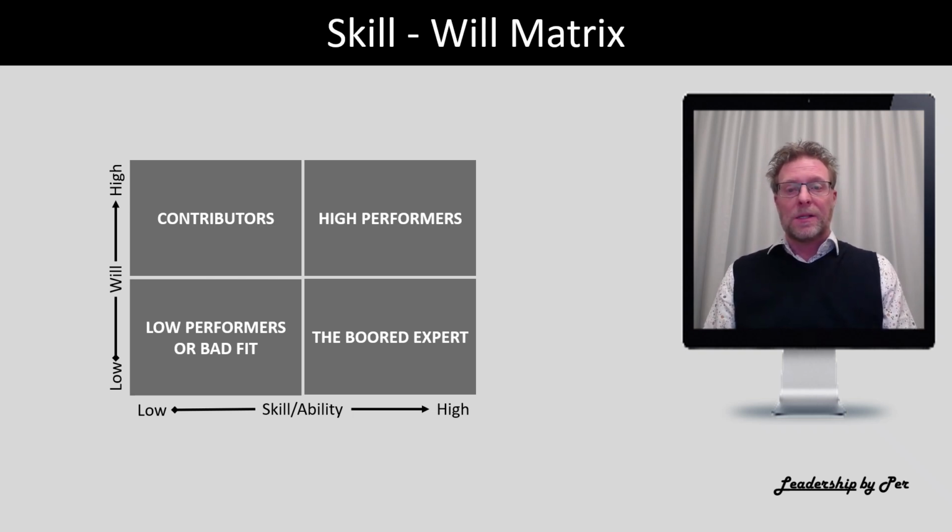Then the last quadrant is high skill but low will. These individuals have the capability but may lack motivation, engagement, or direction. Here I aim to understand the root cause. It may be lack of challenge, unclear goals, or external factors. My focus is to re-engage them through meaningful work, recognition, or new challenges.